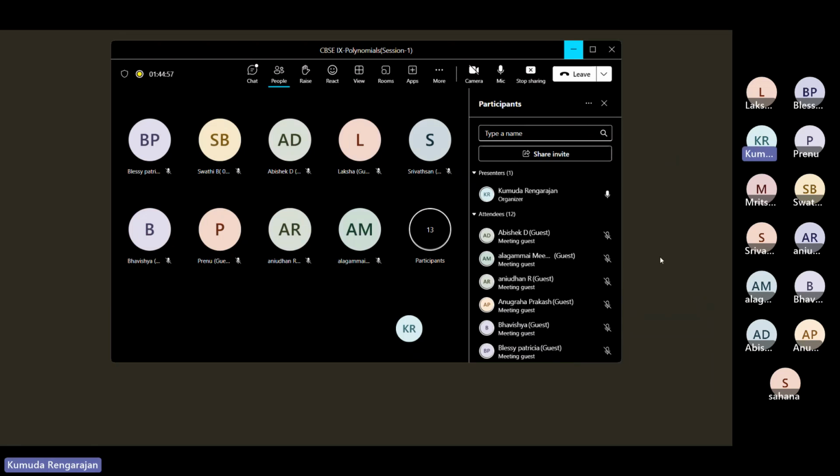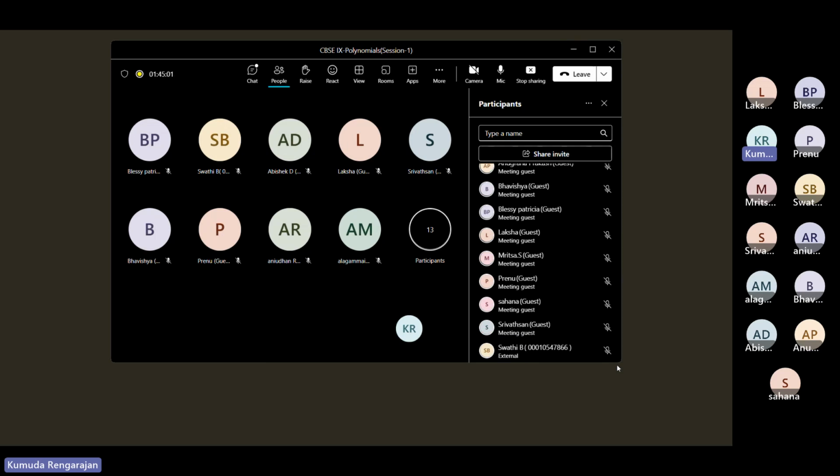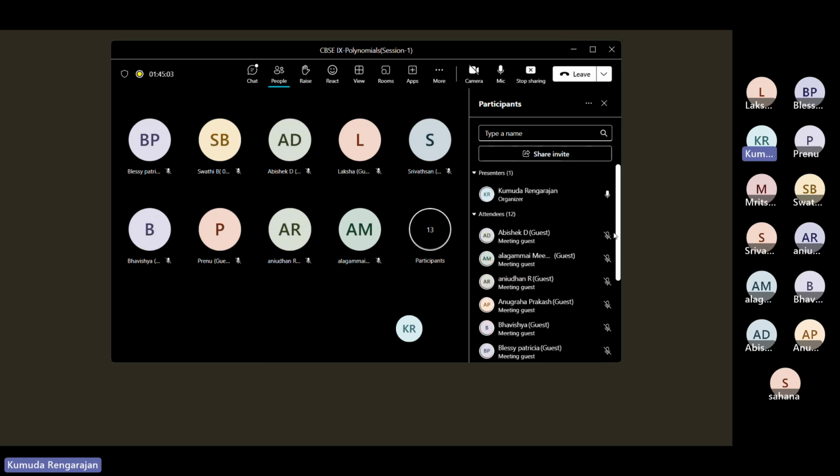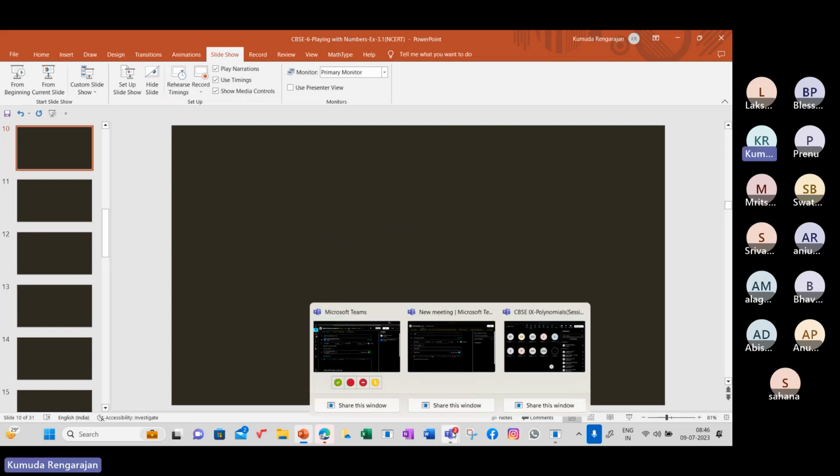All right, children. So now I'm going to share some images on WhatsApp. I'm sure all of you will have access to a phone. So I'm going to share some images on WhatsApp. Sorry, one minute, I just lost the window.